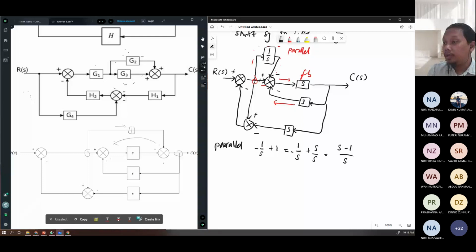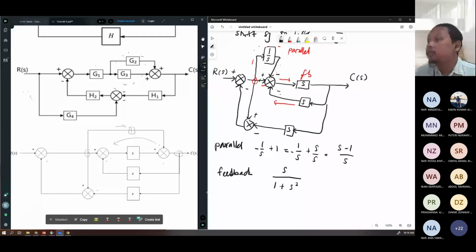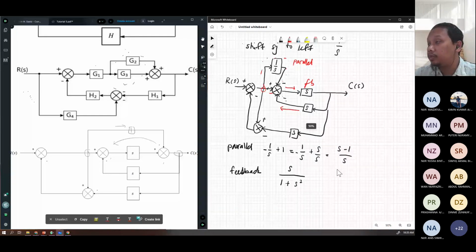And then for feedback, we have s, and the feedback signal also s, the transfer function. So we get s over 1. This is minus, so we get plus here. s times s, so we get s squared. So let's redraw by inputting the new, simplified transfer function.